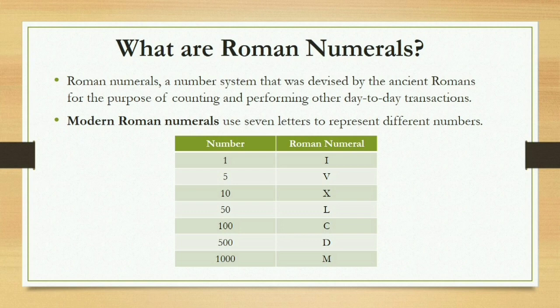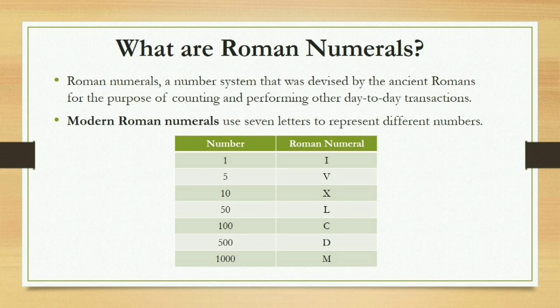Roman numerals is a number system which is devised by Romans. This system uses 7 letters to represent the numbers. As you can see on the screen, I is used for 1, V for 5, X for 10, L for 50, C for 100, D for 500 and M for 1000.